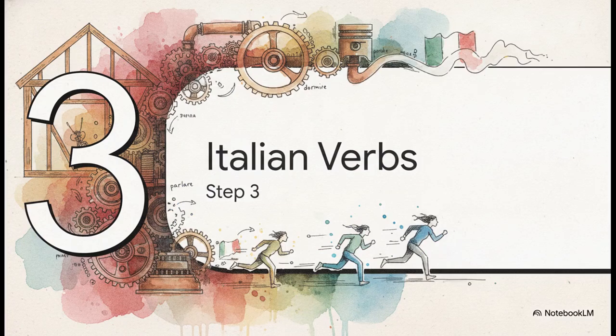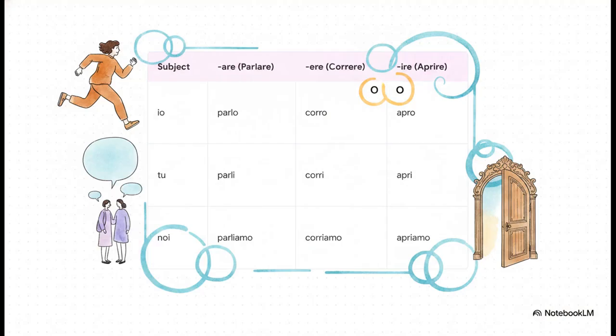Welcome to the engine room. Block 3, taking action with Italian verbs. Italian verbs basically fall into 3 main families, and it's all based on their infinitive endings: are, ere, and ire. Think parlare for speak, correre for run, and aprire for open.